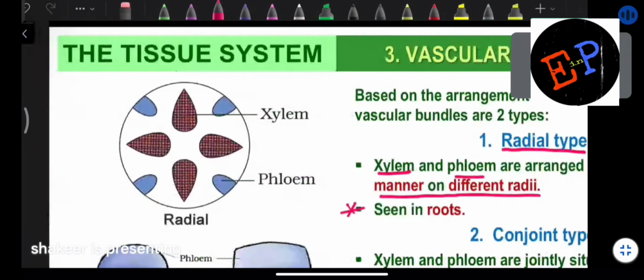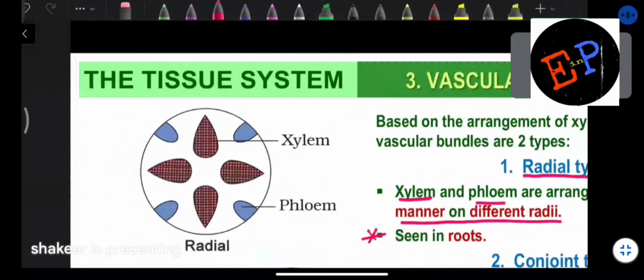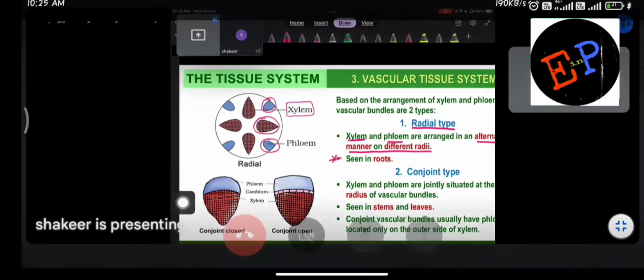And see the diagram of this one. First you will find this xylem, then at a different radius you will find the phloem. Then you will find xylem, then at a different radius you will find phloem. Are you able to understand? If this type of arrangement is present, then it is the vascular system you can find in roots.